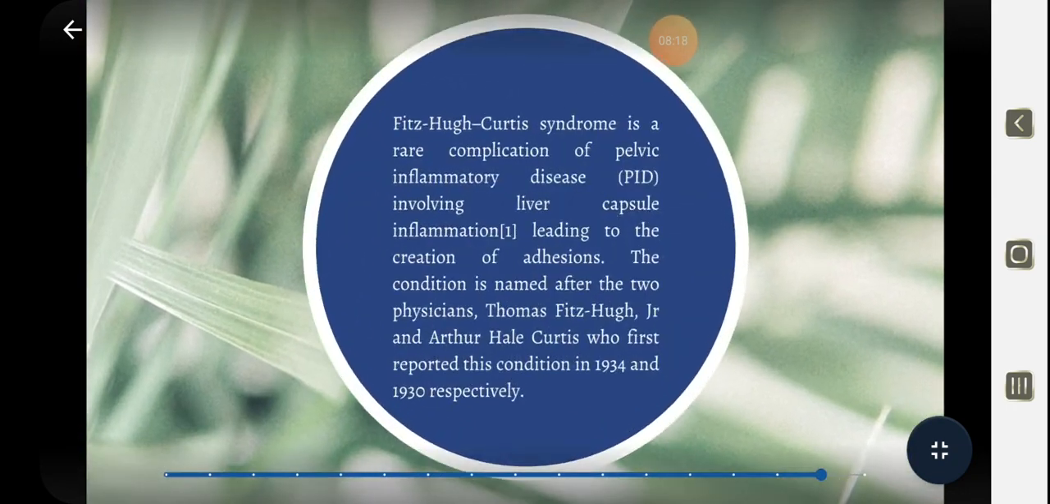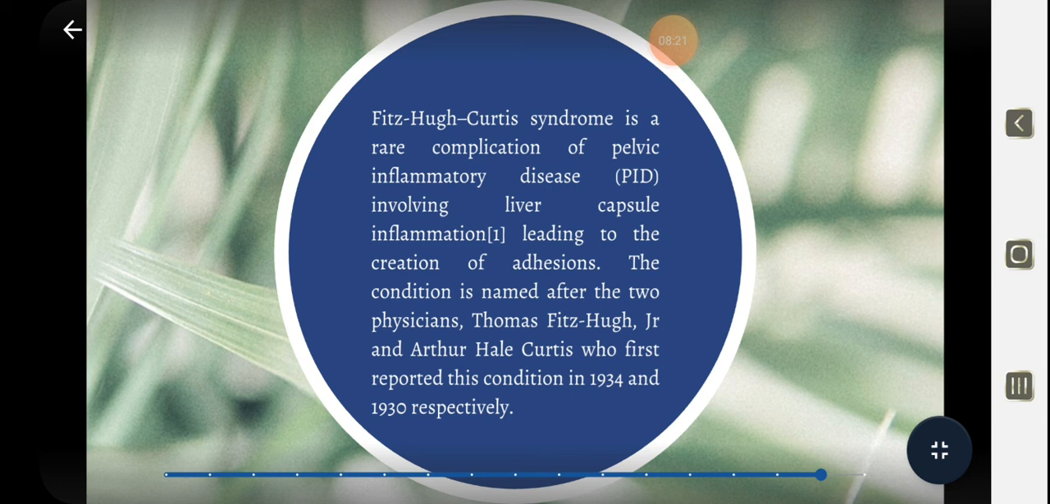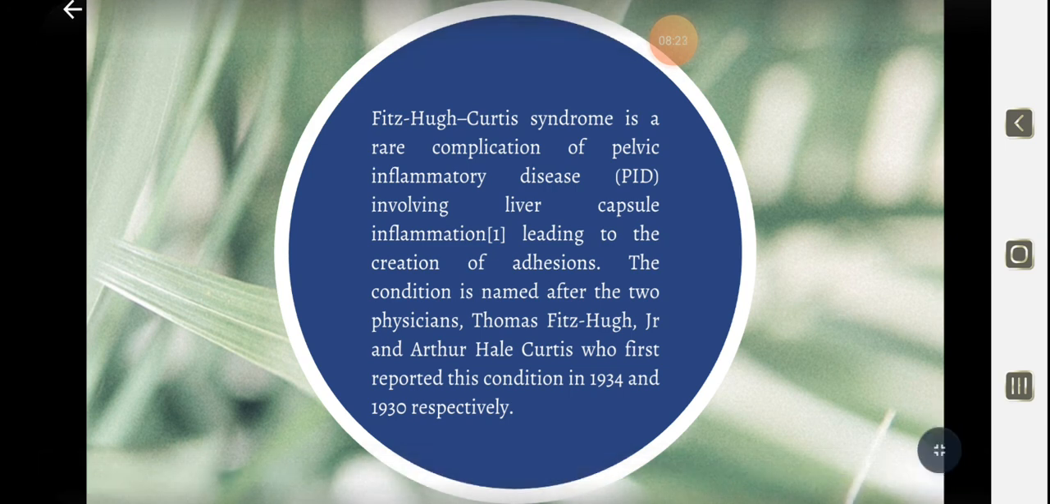Conclusion. Fitz-Hugh-Curtis syndrome is a rare complication of pelvic inflammatory disease (PID) involving liver capsule inflammation, leading to the creation of violin string adhesions. The condition is named after the two physicians Thomas Fitz-Hugh Jr. and Arthur H. Curtis, who first reported this condition in 1934 and 1930 respectively.